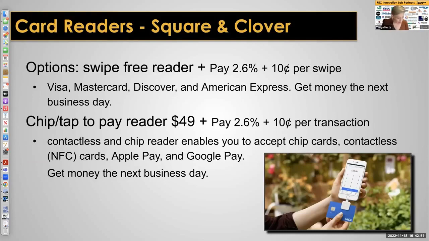So the card readers, those include, like I said, Square and Clover. Both of those companies offer free readers. You do have to pay per transaction. Both Square and Clover charge 2.6% per transaction and 10 cents per transaction or swipe. Now, they have different options. Both options have a free swipe reader. There is a chip tap to pay reader that's $49 for Square, and Clover has a $20 option.